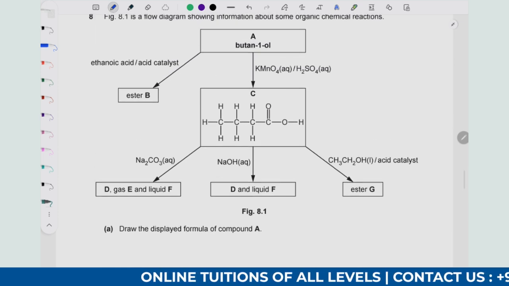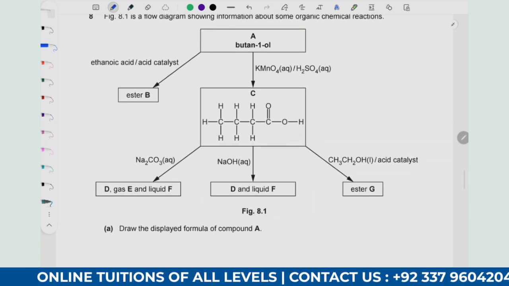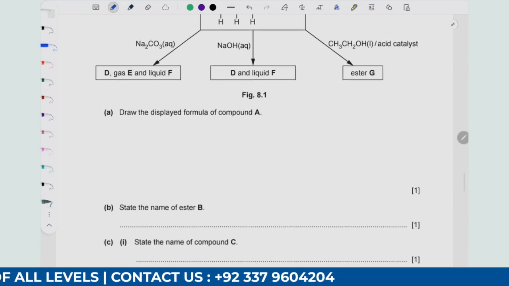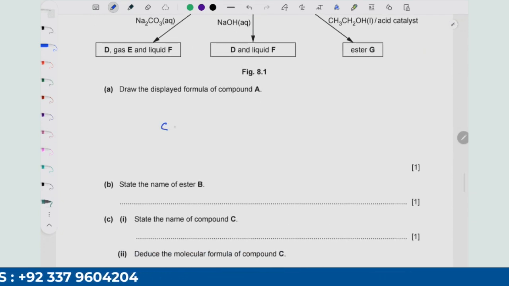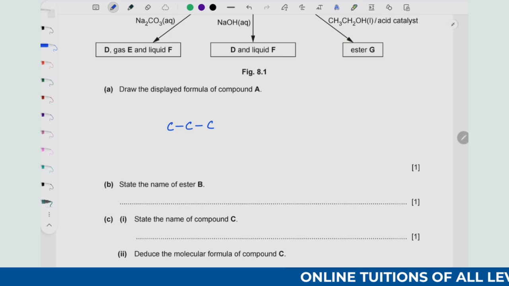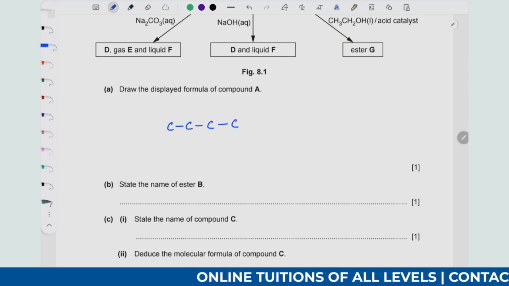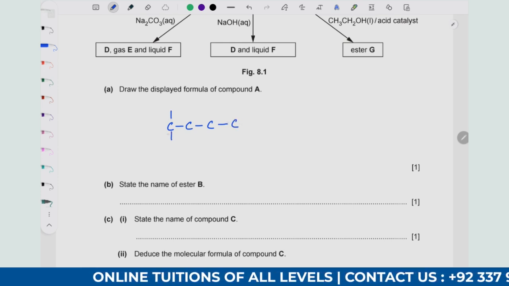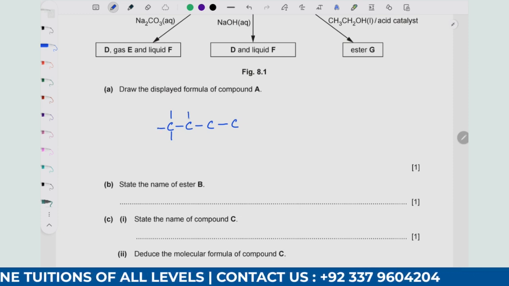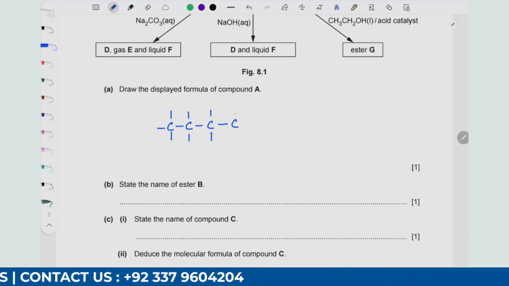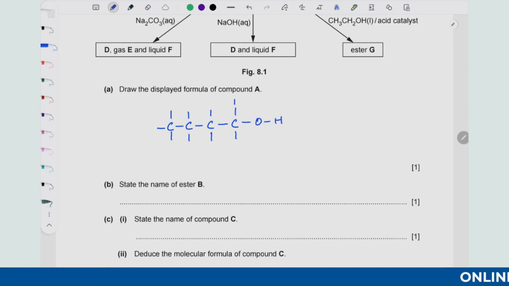So compound A is basically butan-1-ol. Butan-1-ol means that we would have the long chain, the 4-carbon long chain of our compound, and it will have hydrogens, and let's say that over here it is oxygen and hydrogen, so it will be butan-1-ol.